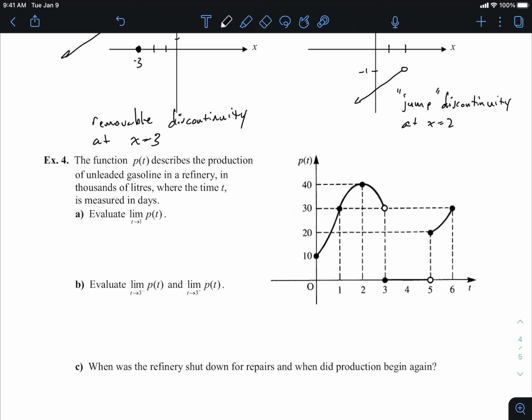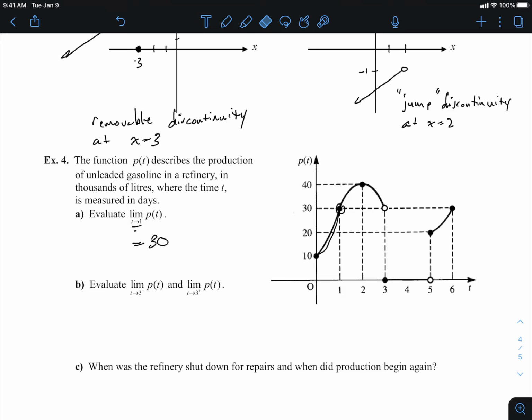Let's evaluate the limit. I don't even need to rewrite this. We're just going to evaluate what the limit actually is. When t is approaching 1, as I get closer and closer to 1, it looks like the value is going towards 30.